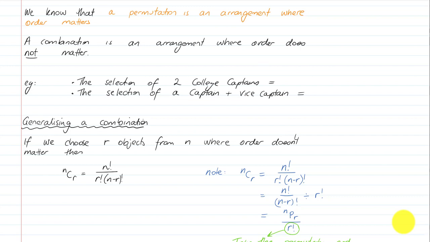And so here we have an example very quickly where we're talking about the selection of 2 college captains versus the selection of a captain and a vice captain. So 2 college captains, that's a combination, because in this case, order doesn't matter. You get selected first or second, you're still one of the college captains. Whereas a captain and vice captain is a permutation because order does matter. If you get selected first, then you're the captain. Second, you're the vice captain, or whatever the generalization is there.